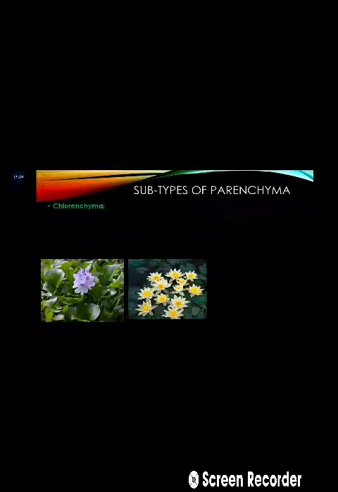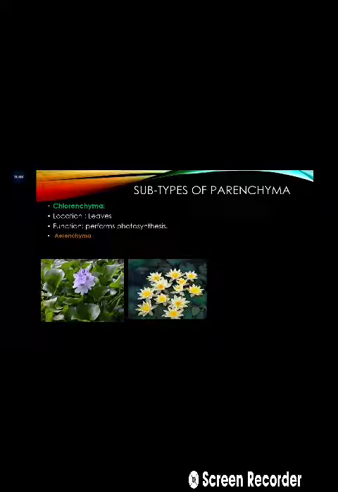Based on this modification, they are classified as chlorenchyma. Chloro means chlorophyll, and chyma means the cells or the tissue. So the tissue in which chlorophyll is present is known as chlorenchyma tissue. They are usually found in the leaves or the young stem of the plant. As chlorophyll is present, which is very essential for photosynthesis, the main function of chlorenchyma is to carry out the process of photosynthesis.